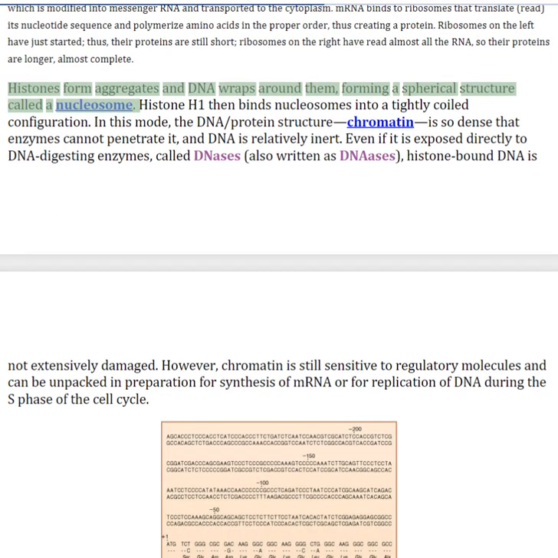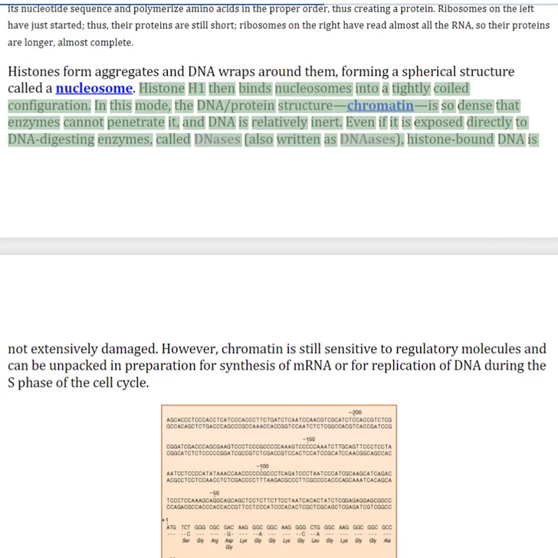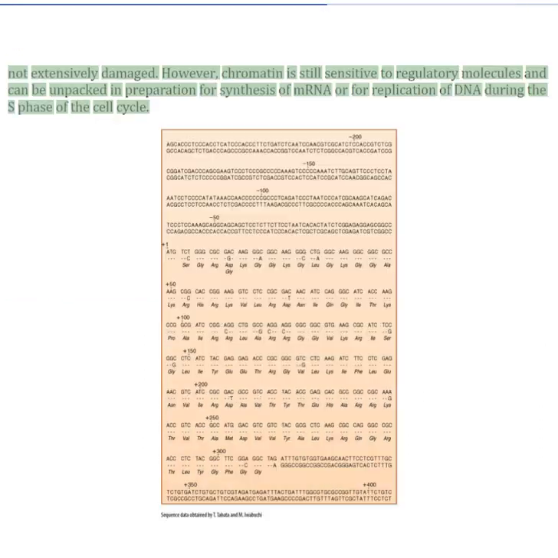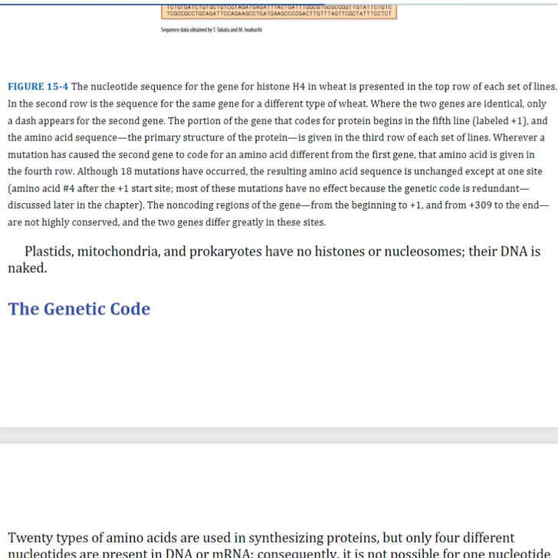Histones form aggregates and DNA wraps around them, forming a spherical structure called a nucleosome. Histone H1 then binds nucleosomes into a tightly coiled configuration. In this mode, the DNA protein structure, chromatin, is so dense that enzymes cannot penetrate it, and DNA is relatively inert. Even if it is exposed directly to DNA-digesting enzymes, called DNases, histone-bound DNA is not extensively damaged.